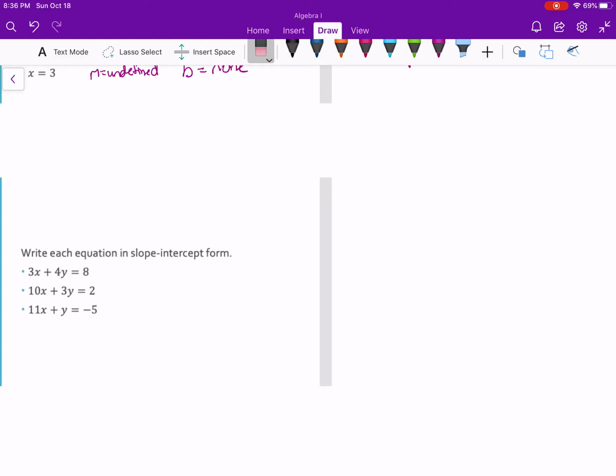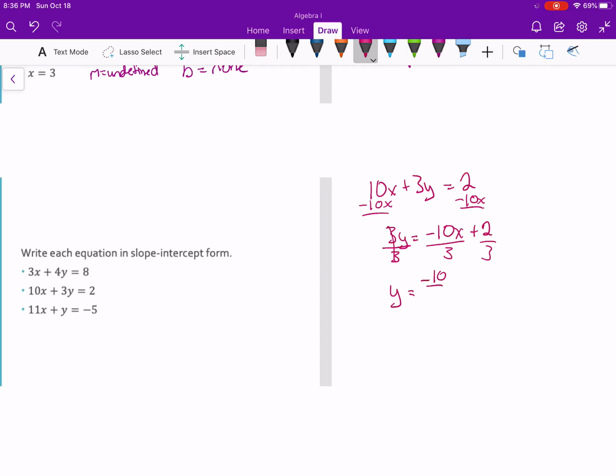Let's try that again with another example. 10x plus 3y equals 2. Same thing, we want to get y by itself, so subtract 10x from both sides. 3y equals negative 10x plus 2. Divide everything by 3 to get y by itself. So we get negative 10/3 x plus 2/3. Our slope is negative 10/3, and our y-intercept is 2/3.